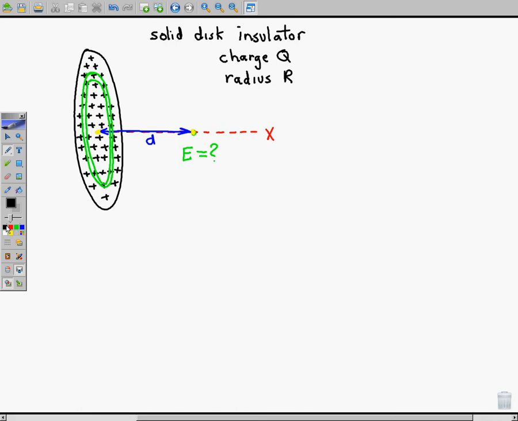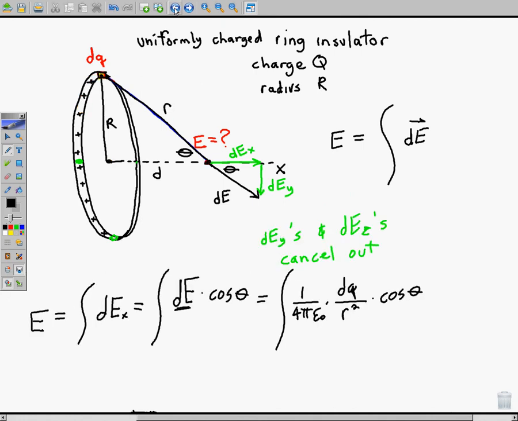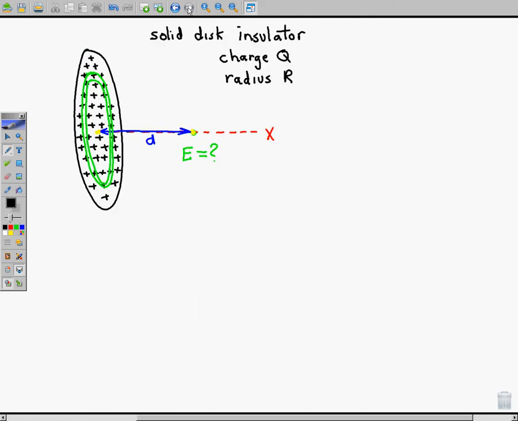Now, last time we called the distance from the charge to here our lowercase r. And this here was a constant, and we called that the radius of the ring, capital R. But this time, this green little piece right there, that is our little dq. That is our little piece of all the charge.